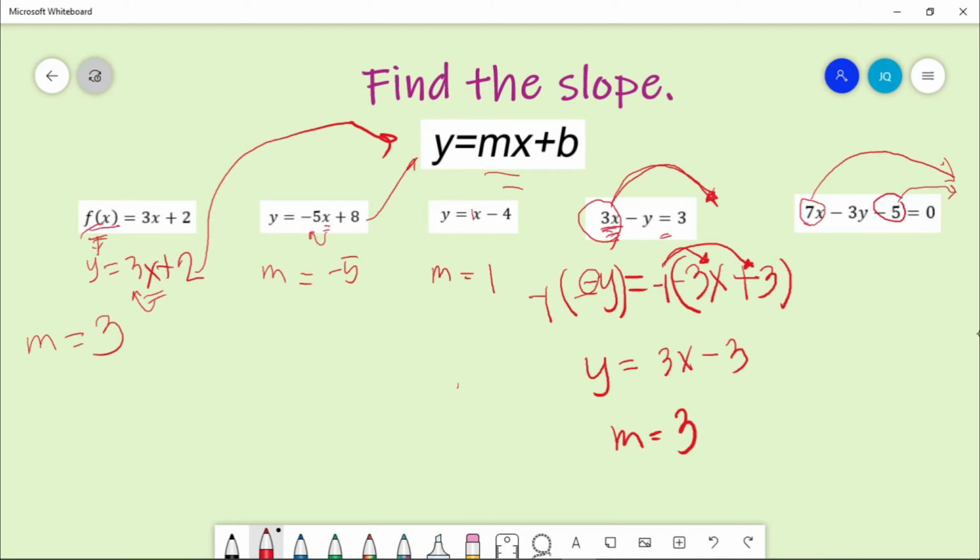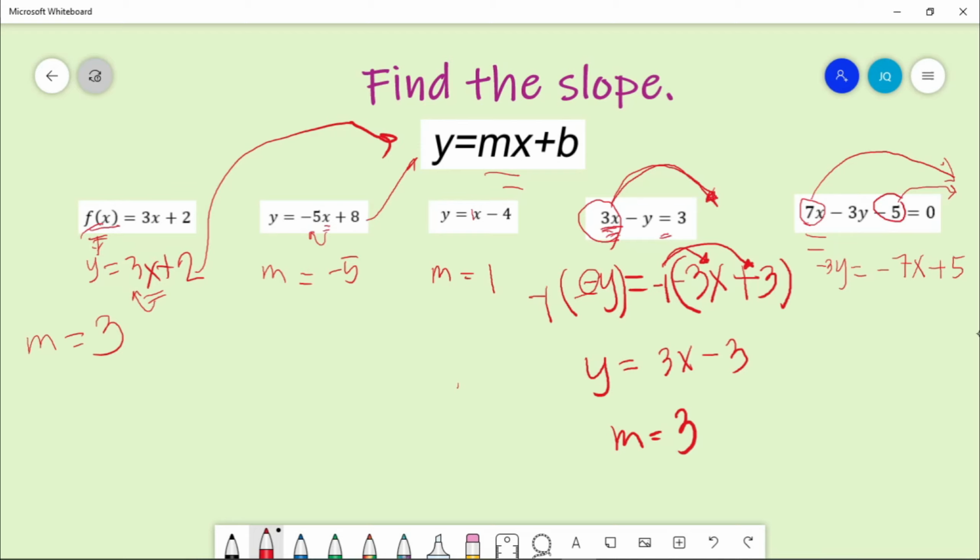So what's left is negative 3y equals, let's have the first one, and that is 7x. This is positive, and it crosses the equal sign, so it becomes negative 7x. Next, the negative 5. Since it is negative, as it crosses to the other side, it becomes positive 5. Does it now look like the slope-intercept form? Not yet. Why? Because there is still negative 3 beside y.